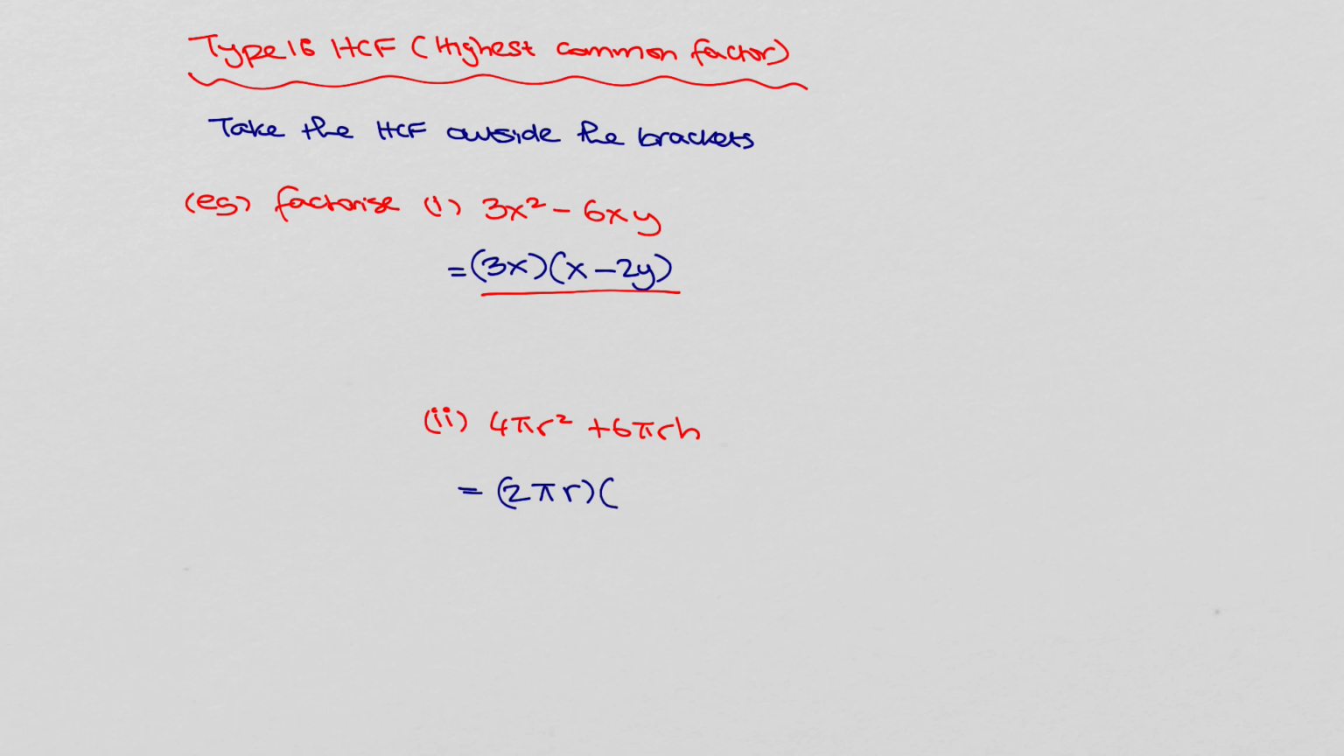So I factor that outside the brackets, which then leaves me with what multiplies to give me 4 pi r squared if I multiply by 2 pi r. So in other words, if I multiply 2r by 2 pi r, I get 4 pi r squared. And if I multiply 3h by 2 pi r, I get 6 pi r h.